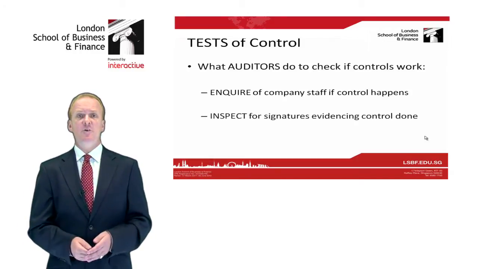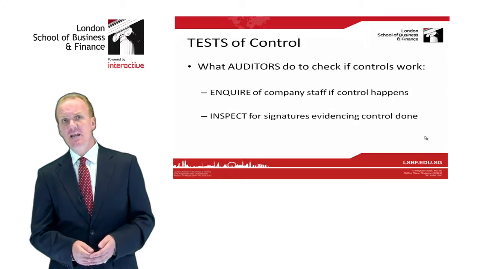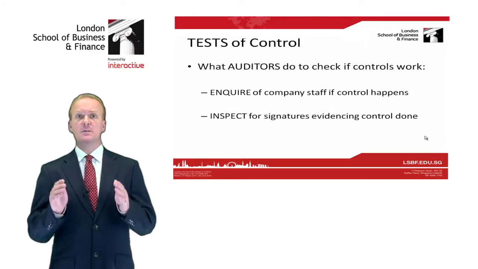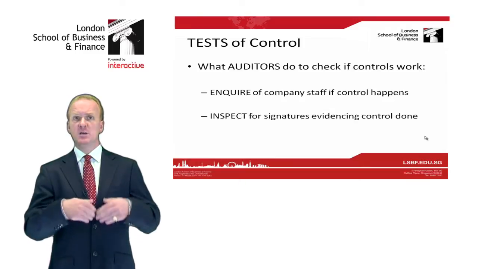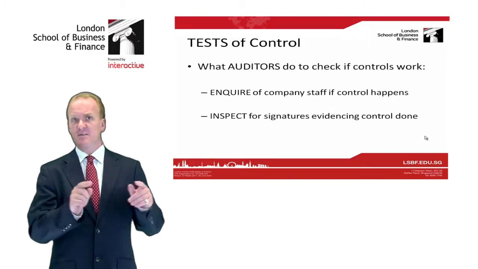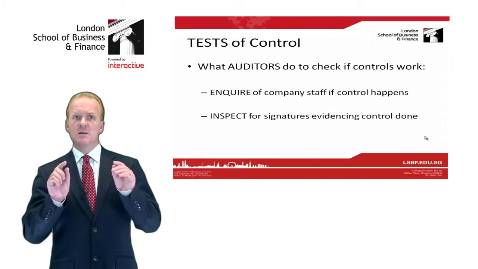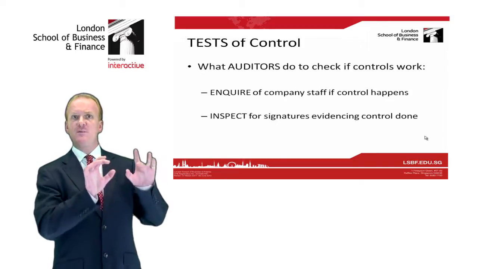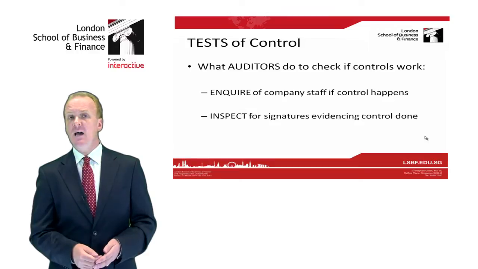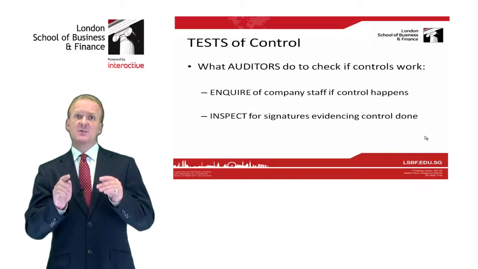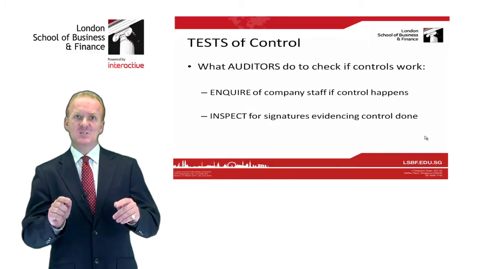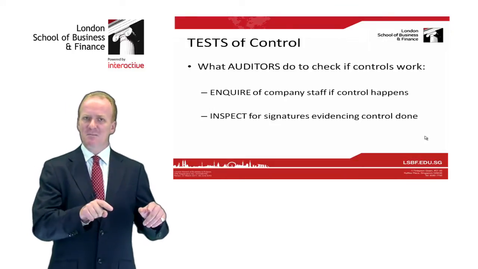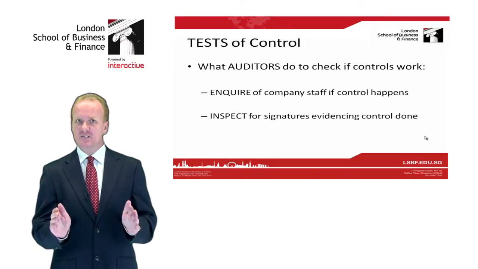A second test of control is inspection. Typically, when controls are carried out, the person who does that control procedure would sign something off to say that they've done it. So the auditor can look at documents, look for that signature as proof that the control took place. Again, it's not foolproof, because the member of staff at the company, of course, might have simply signed something without actually doing the procedure.